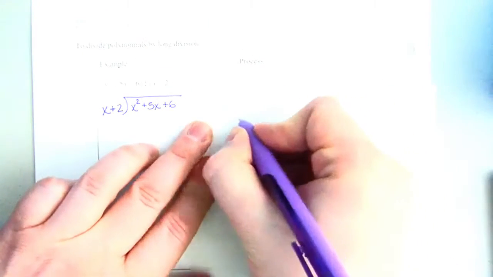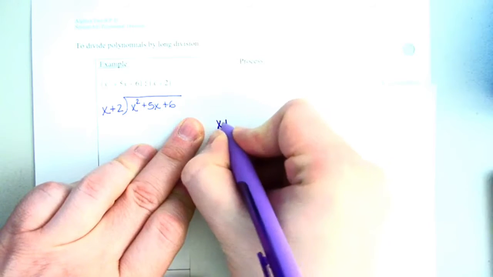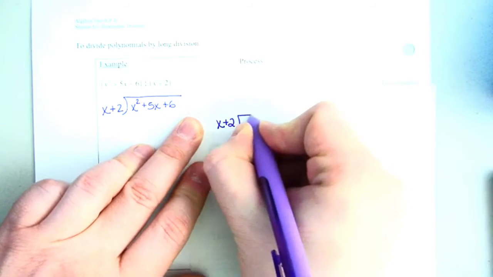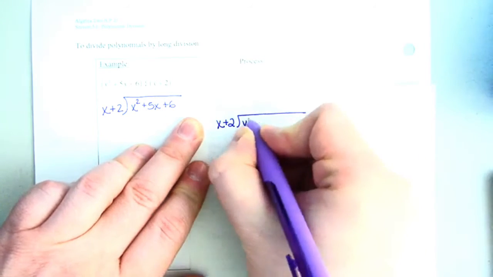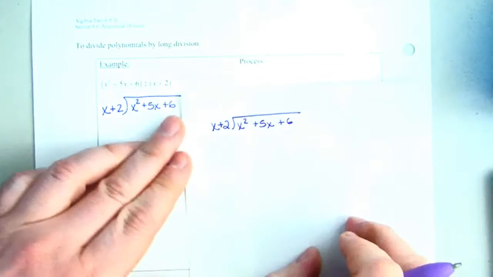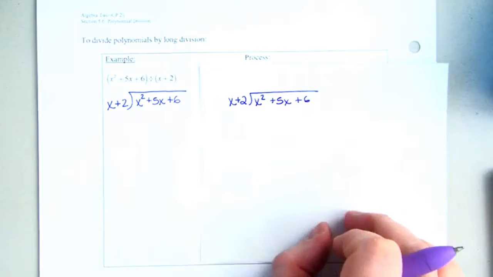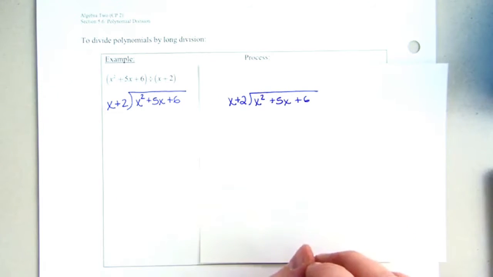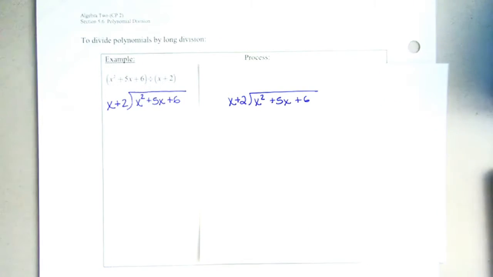I want to divide x plus 2 into x squared plus 5x plus 6. One more time, do not write anything down. I'm going to use those 4 steps from long division. I'm going to divide, I'm going to multiply, I'm going to subtract, I'm going to bring down.